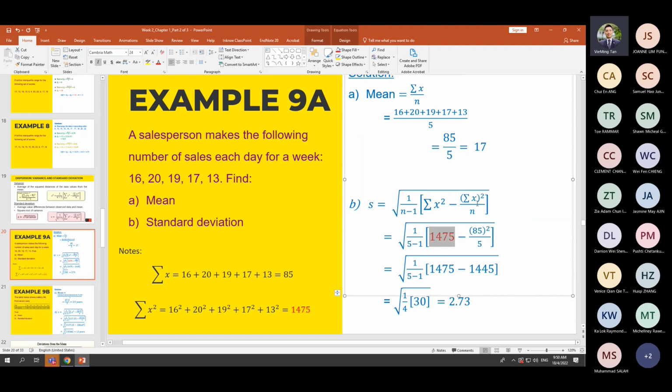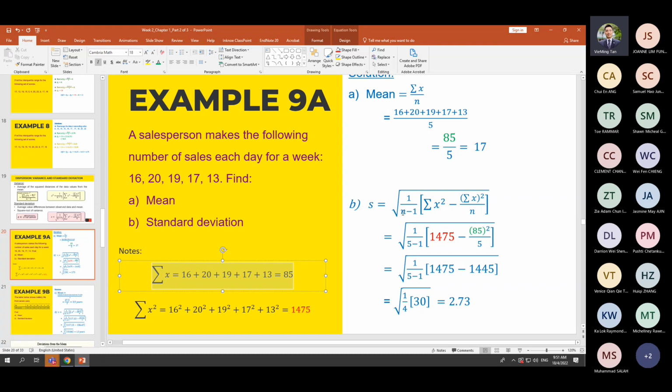How about here, total x? How do you get the answer? In fact, when you calculate the mean value, you already get the answer for total x, which is the numerator part. 16 plus 20 plus 19 plus 17 plus 13 is equal to 85. So you already have the number 85, and substitute it here. Or else you can calculate separately, on the right hand side of your formula sheet, or in your working. You can calculate total x separately, and also total x squared separately.